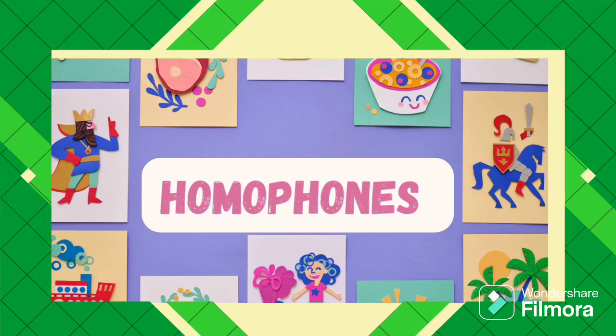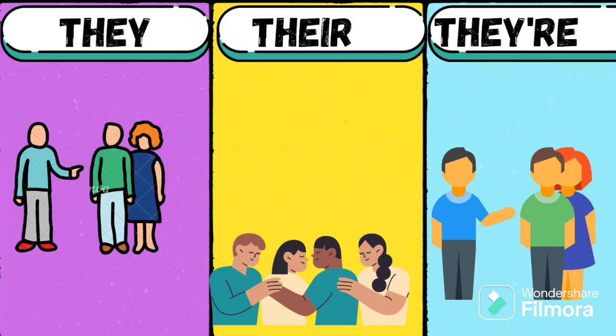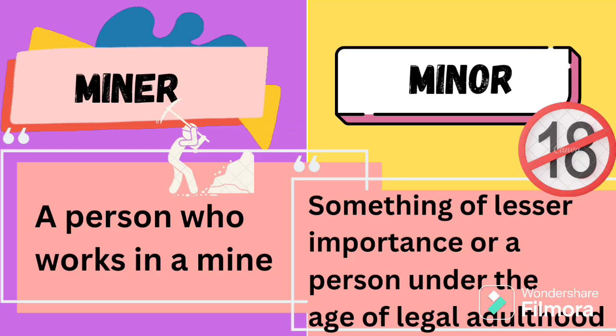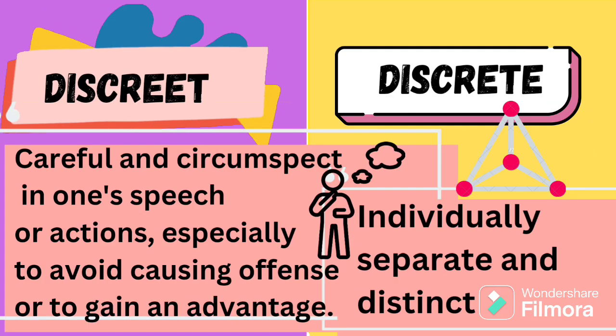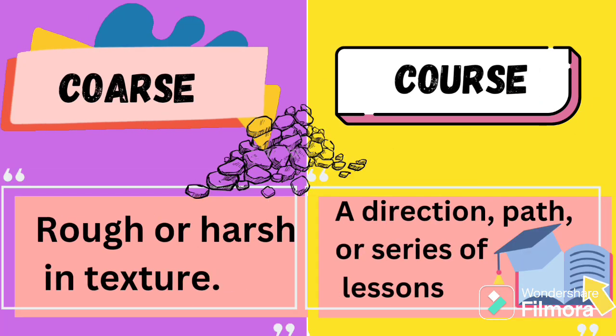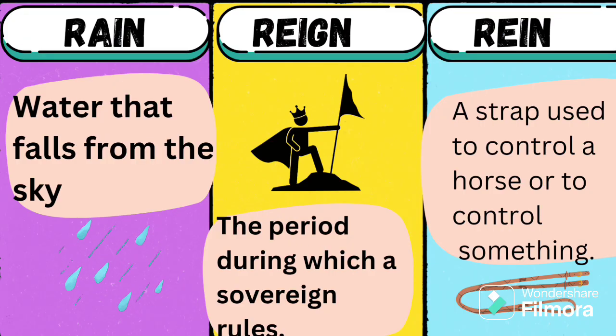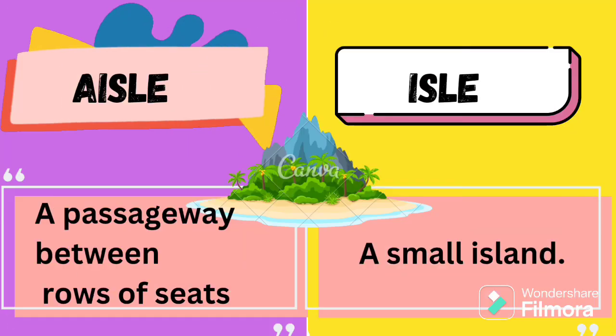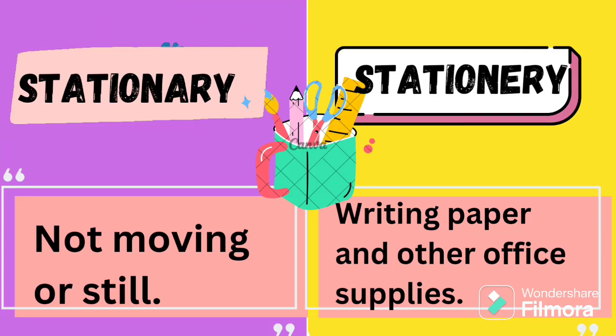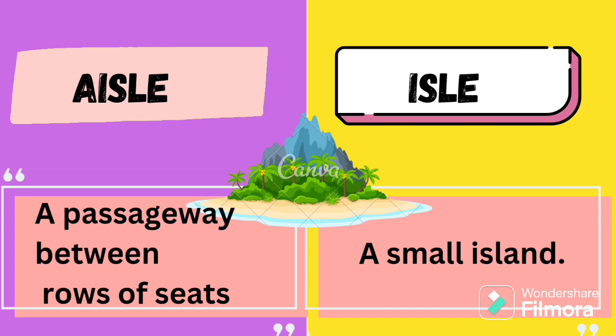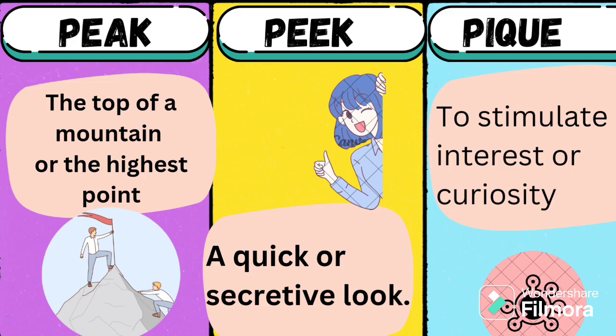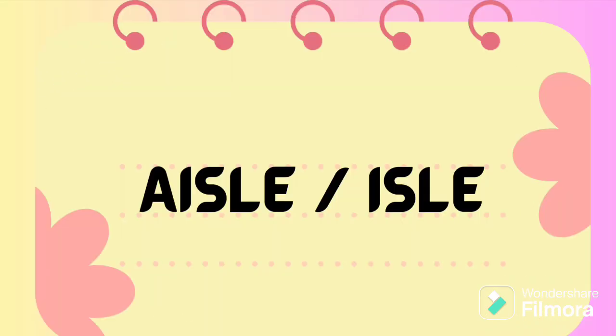You might be familiar with the basic homophones like there, their, and they're, but today we're exploring some that are less common and a bit trickier to master. These homophones not only sound the same, but can be easily confused in writing if you're not careful. Understanding these will take your English skills to the next level. So if you're ready to learn the difference between words like aisle and isle or peak and peek, stay tuned because we've got some great examples and tips coming your way.